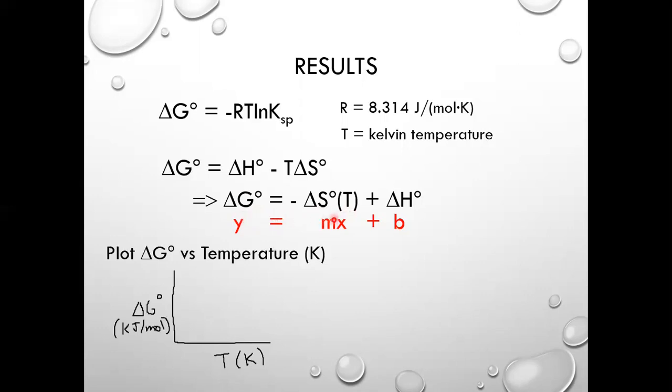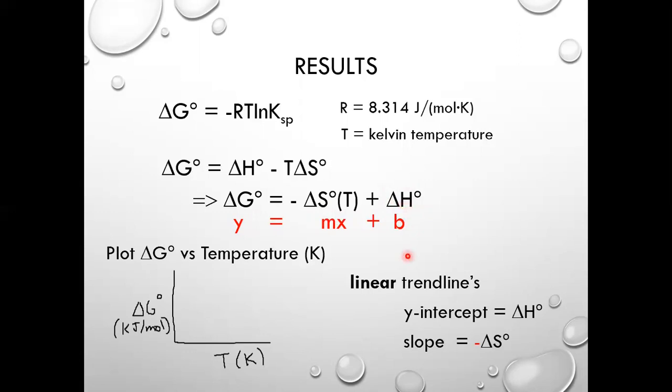This should give me a linear relationship, and the linear trend line's y-intercept will be equal to the delta H of that process, and the linear trend line's slope will be equal to the negative of the delta S of that process.